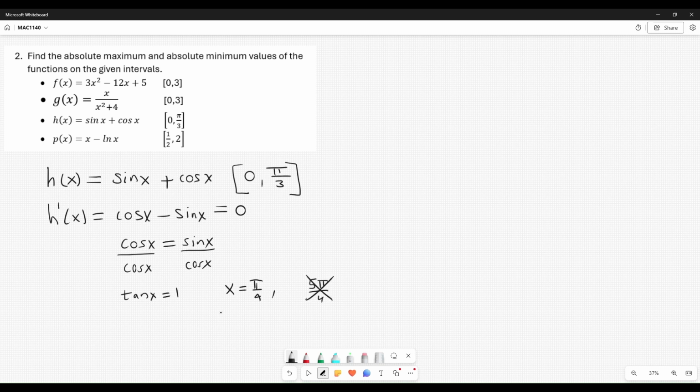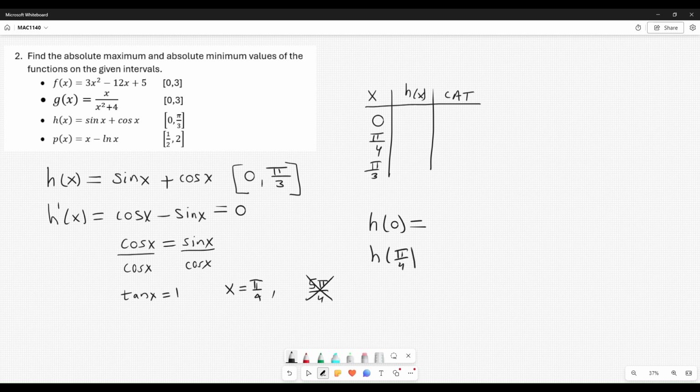Okay, so my table contains 3 columns. This column is x, this column is h of x, and this column is the category I want to investigate. The values are 0, pi over 4, and pi over 3. And you evaluate the original function at 0, at pi over 4, and at pi over 3.